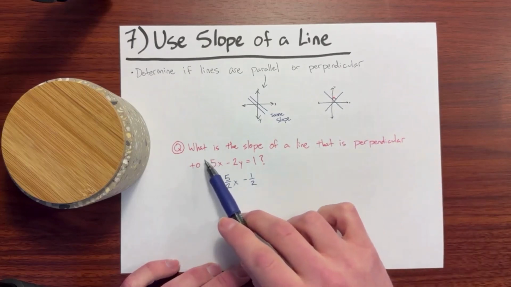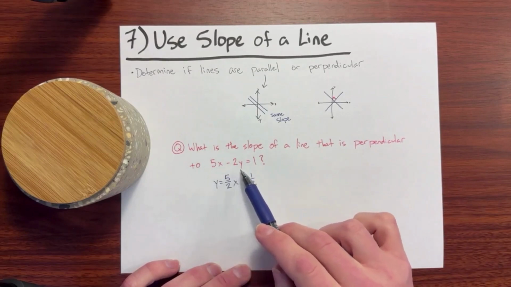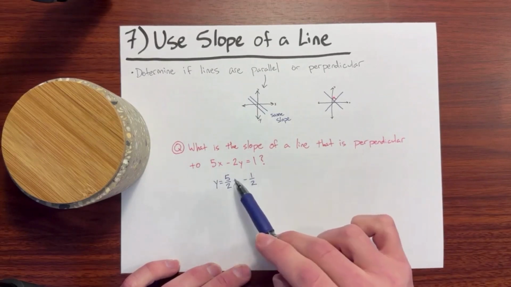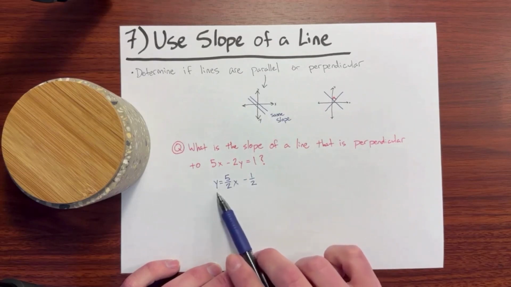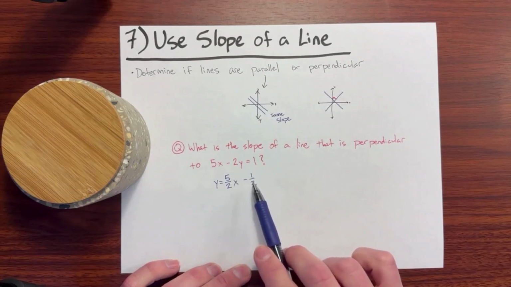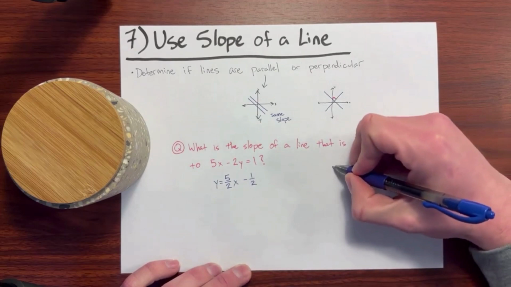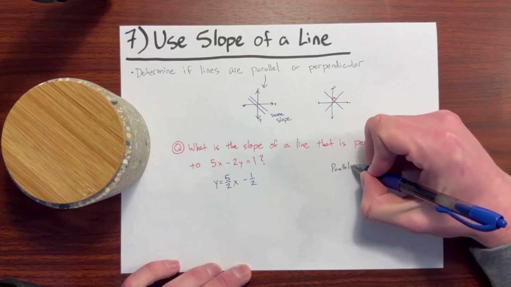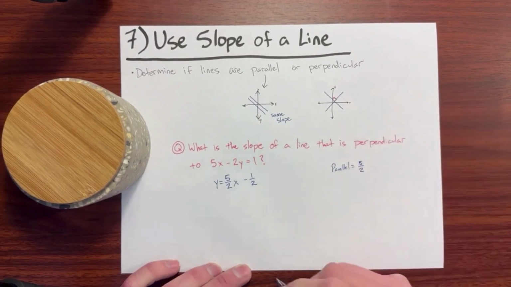So a question could ask, what is the slope of a line that is perpendicular to 5x minus 2y equals 1? First, we will get into the standard slope form, and it works out to be y equals 5 halves x minus 1 half. If the question were to ask what is the slope of a line that is parallel, well, then it would be the same. Parallel would be 5 halves.